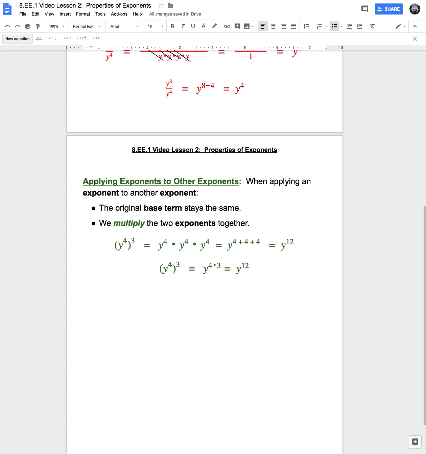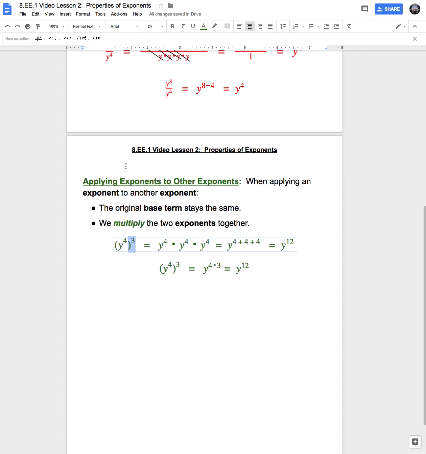The final property we will show you is what happens if you apply an exponent to another exponent. In this case, we see y to the 4th, and all of that is raised to the 3rd power. This could be rewritten to say 3 copies of y to the 4th multiplied together. That's what it means to raise y to the 4th to the 3rd power.